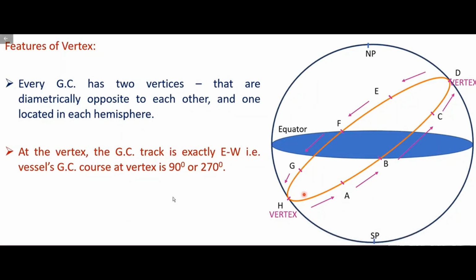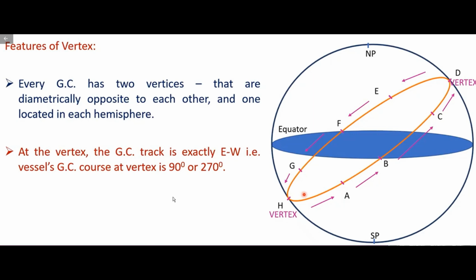Now, beta, this is a very, very important property of the vertex, which we are going to use in our further questions. When you reach the vertex, moving along a great circle track, the direction of the great circle at that point is exactly east-west. It will not have any north or south component. In other words, when you reach the vertex, your course could either be 090 or 270. You cannot have any other course.